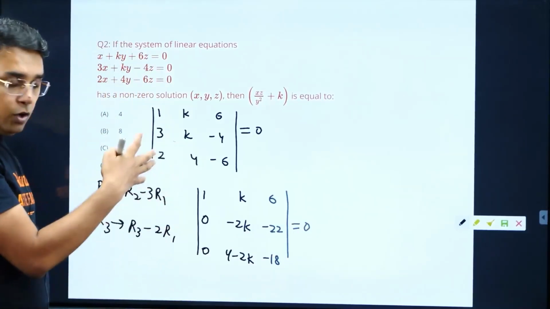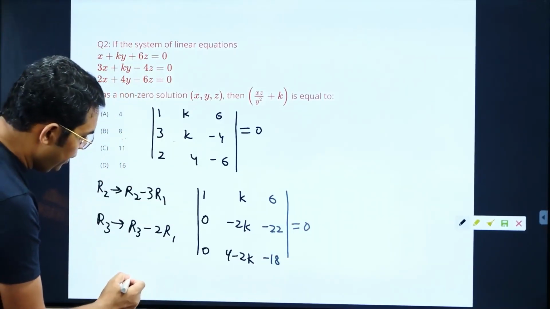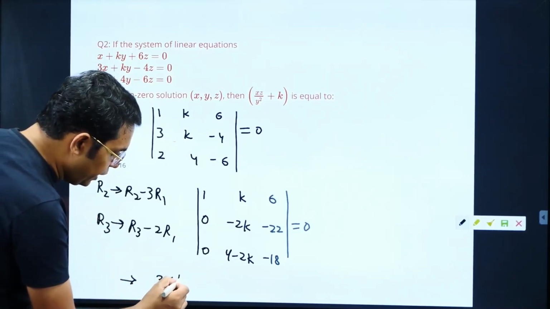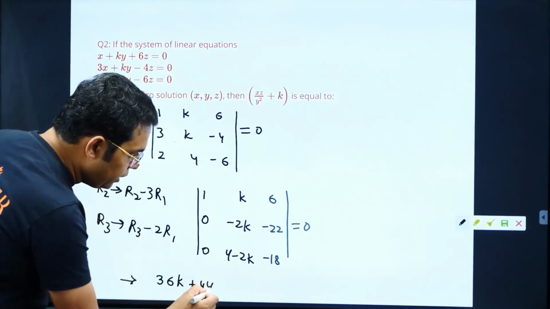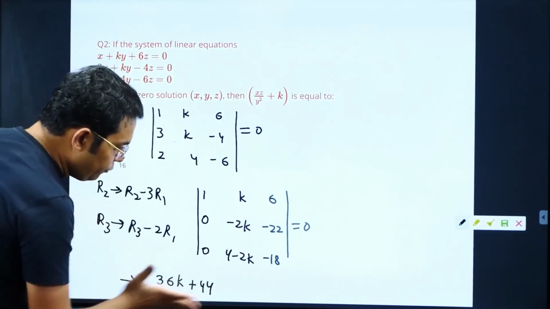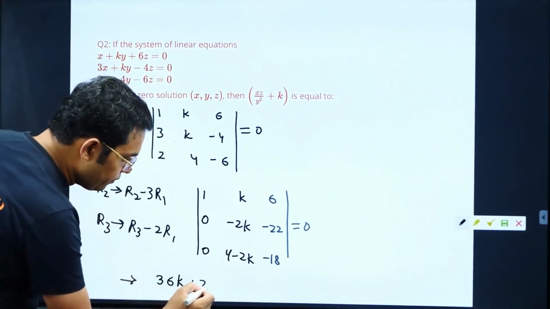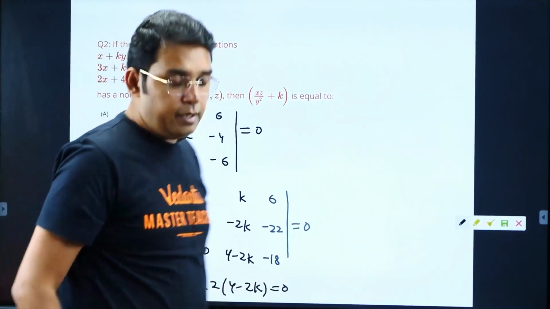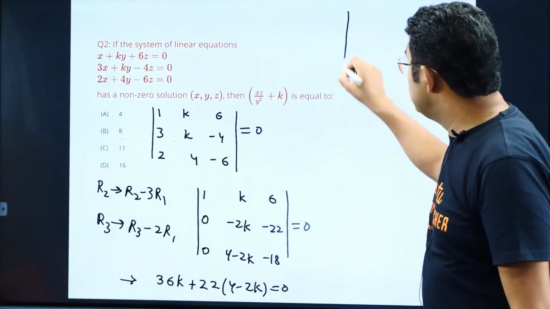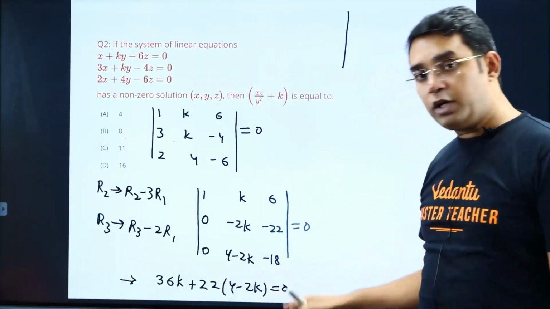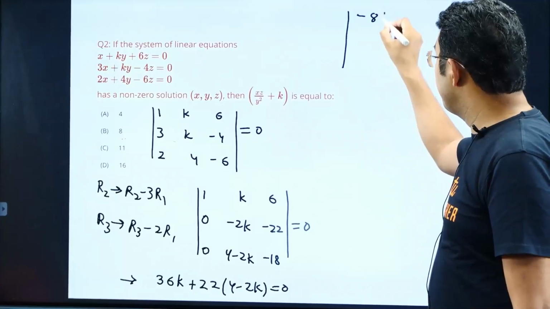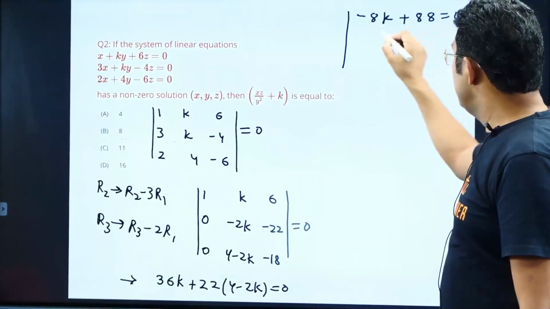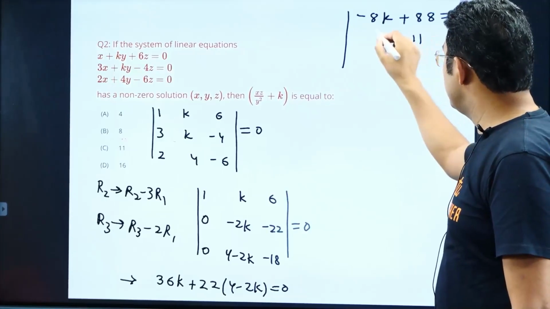If I expand along column 1, we will be getting 18 into 2, 36 times k, minus minus plus I can write. Actually it will not be 44, it should be 22 into 4 minus 2k equal to 0. Okay, the remaining calculation I will do here. So we can see 36k and minus 44k, it will be minus 8k, and plus 88 equal to 0. So from this we get the value of k to be equal to 11.